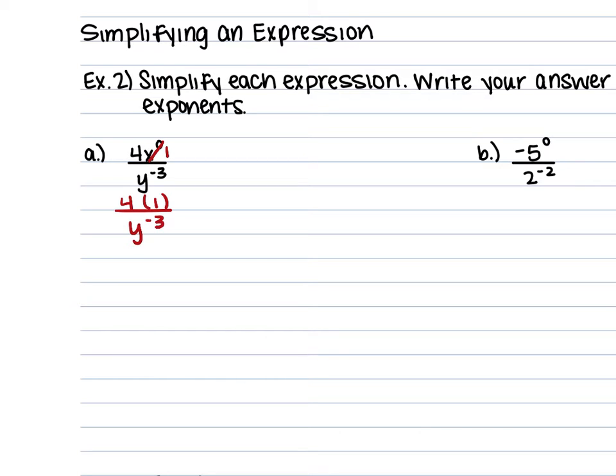Now, we still have to make that negative 3 a positive 3, so we're going to turn it into a positive 3 by bringing that y to the 3rd up top. So 4 times 1 is just 4. Then we multiply it by y to the 3rd, which just gives us 4y to the 3rd.